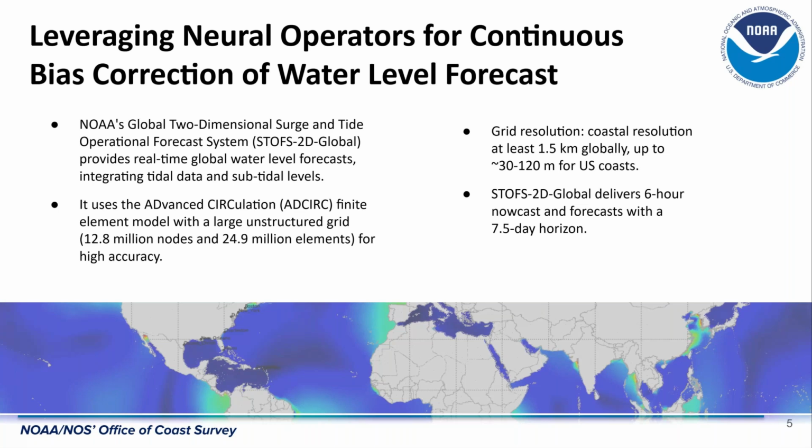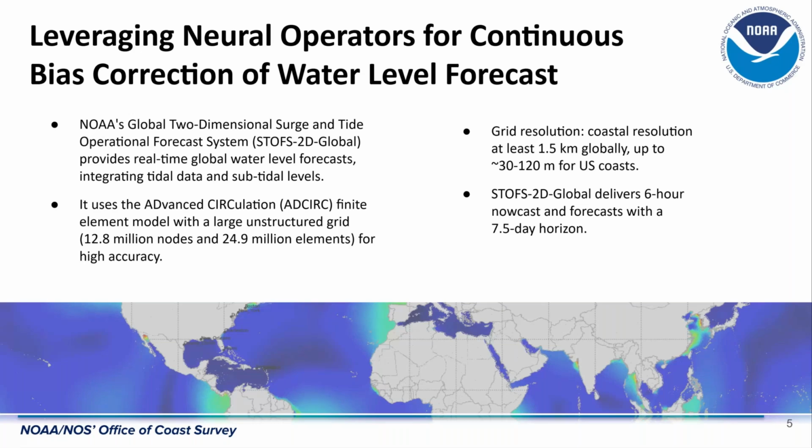The hydrodynamic-based model for this system is ADCIRC, and it has a large unstructured grid of over 12 million nodes. It's a huge mesh with high accuracy. The grid resolution around the coasts is around 1.5 kilometers globally, but around the US coast it is something around 3,220 meters. And STOFS-2D-Global provides 6 hours of nowcast and forecast with a 7.5 day horizon.